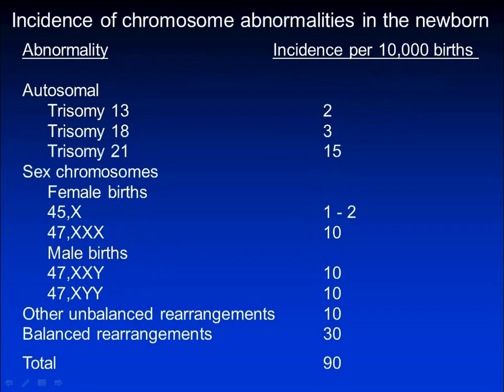This is the incidence of aneuploidy in a newborn. For example, there are 15 babies born with Down syndrome in 10,000 newborns, compared with 1 to 2 babies born with monosomy 45X.